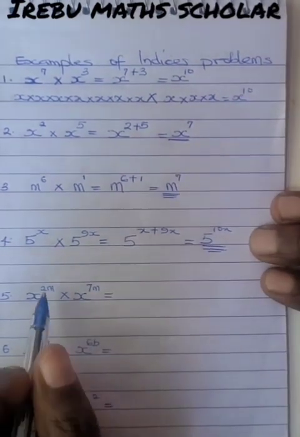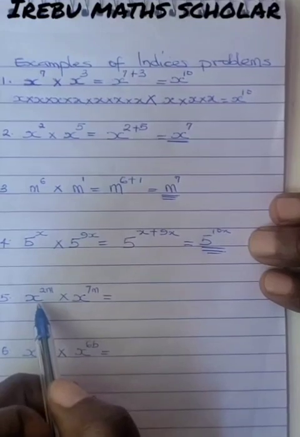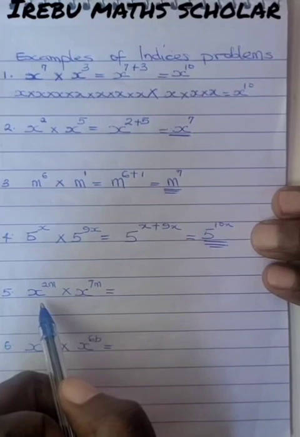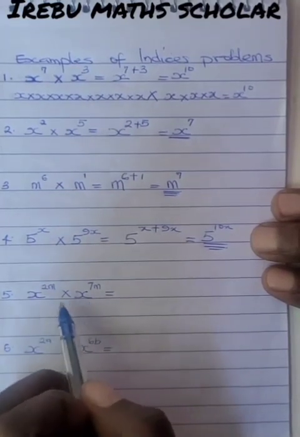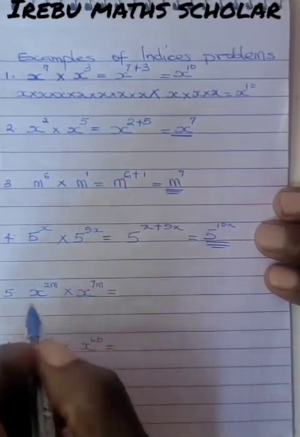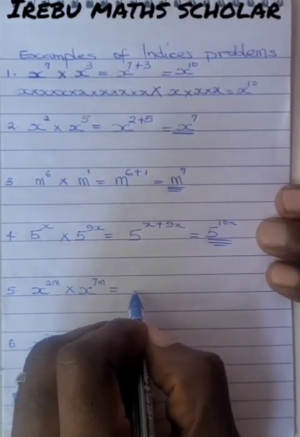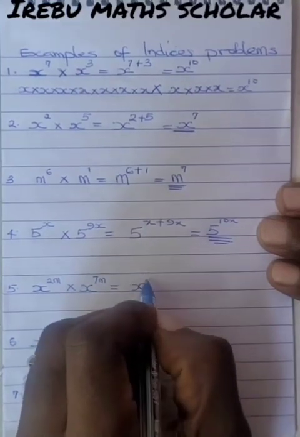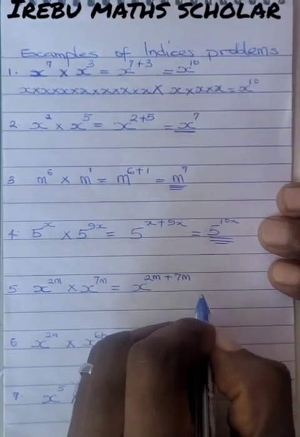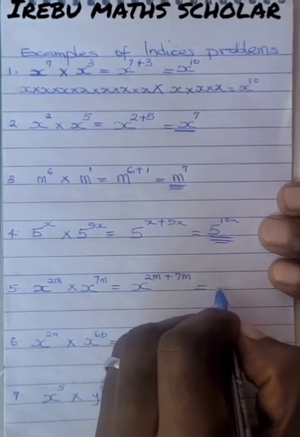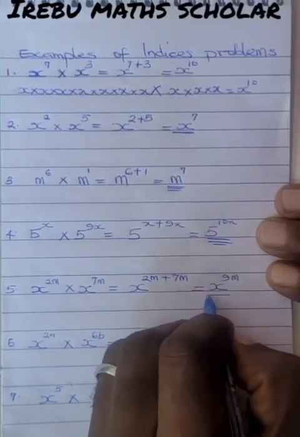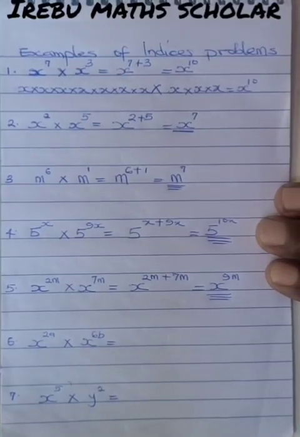Also, we have question 5, x to the power of 2m times x to the power of 7m. As you can see, they have the same base. Therefore, you can easily add up their powers. So we have x to the power of 2m plus 7m. When you add up their powers, we are going to have x to the power of 9m. As simple as that.